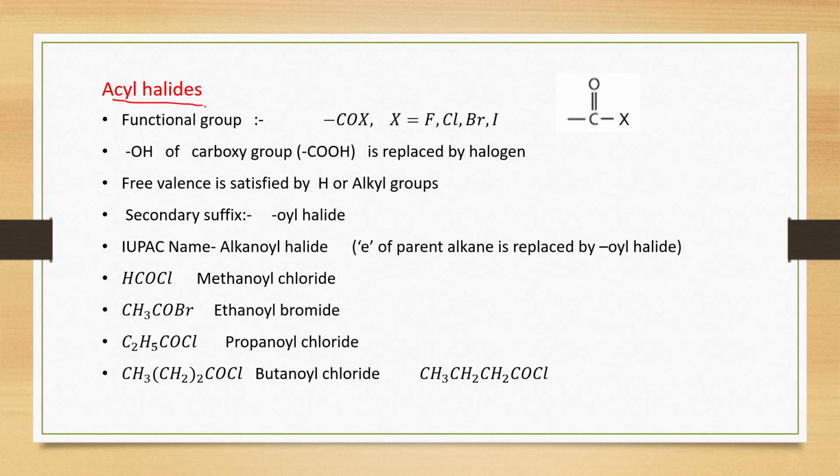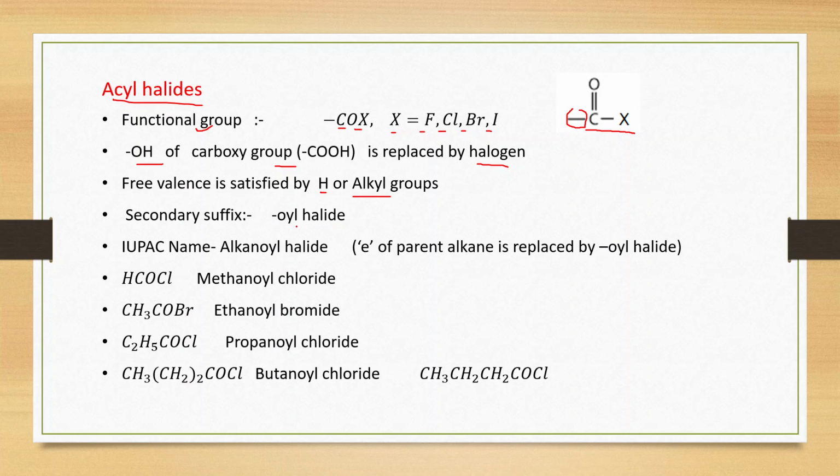Acyl halides. Functional group is COX, where X may be a halogen: F, Cl, Br, I. Now actually this is a derivative of carboxylic acid. In carboxylic acid we have COOH. So the OH of the carboxylic group is replaced by halogen. And the free valency of this carbon is satisfied by either hydrogen or an alkyl group.